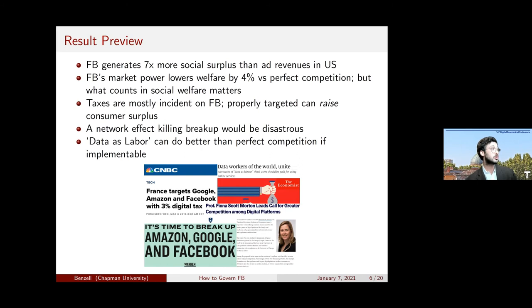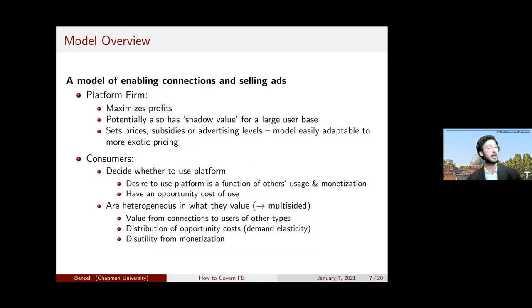Taxes, we find, are going to be mostly incident on Facebook, but a properly targeted tax can actually raise consumer surplus. And so that makes raising taxes a pretty attractive solution to a redistribution problem, especially if you don't have a lot of domestic investors in your country. We find that a network effect killing breakup would be disastrous, hurting producers and consumers. And then data as labor, this idea of rebating to customers some share of the value of the ads that they watch, is win-win because we preserve the ads, but we're also incentivizing people to use the platform and give the positive network effect.